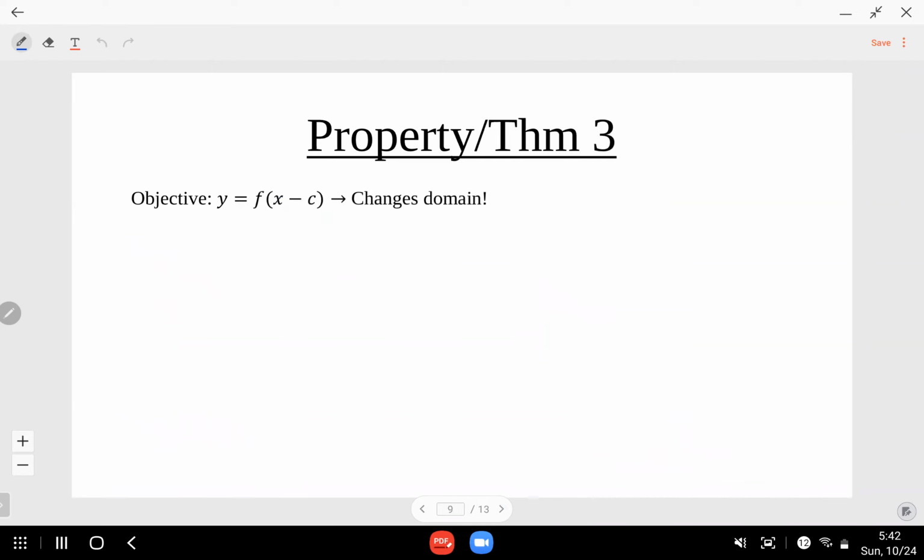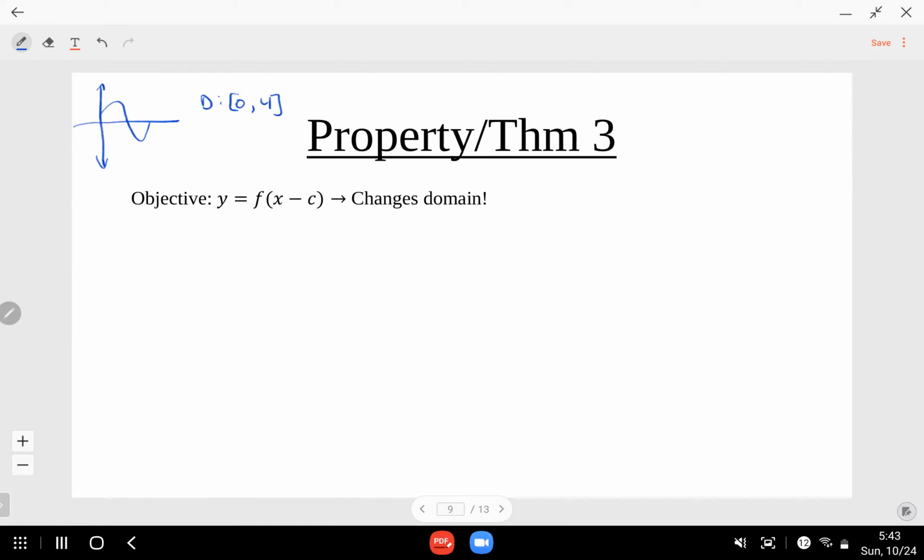Okay, so now if you had f of x minus c, what does that do? Now that changes the domain. When you see this, it directly affects this x. It's in this parentheses, so you need to change the domain, right? So let's use our same example. It'll be over here for reference. And the original domain of this function, f of x, is 0 to 4, right?